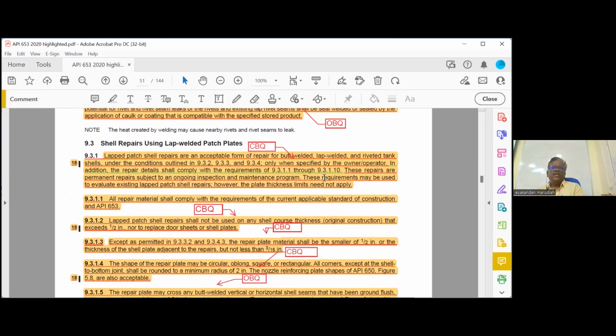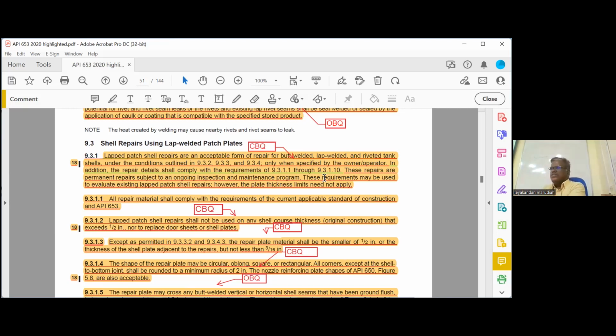Now we will go to the lap patch weld repairs. Very, very important. Again, there will be at least 2-3 questions on the lap patch weld. At least 3 questions. Now, what are the key points? Butt weld, flush patch repair, what is the minimum dimension I told? 12 inch or 12T, whichever is greater.